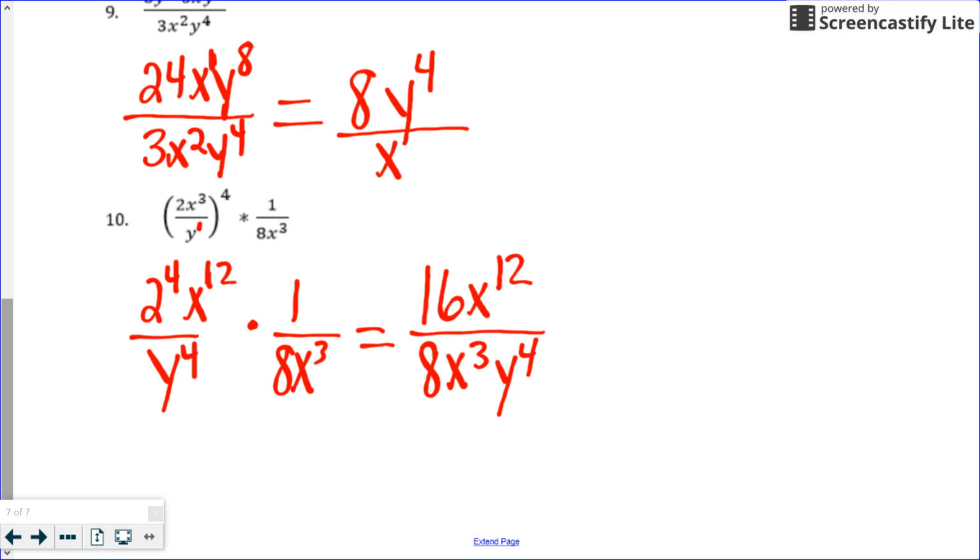Now, simplifying this down, I've finally got a point where I can divide these guys. 16 divided by 8 is going to be 2. X to the 12th divided by x cubed, 12 minus 3 is going to be 9. It's positive, it'll stay on the top. The y to the 4th, though, it's stuck there in the denominator because I don't have anyone to talk to.